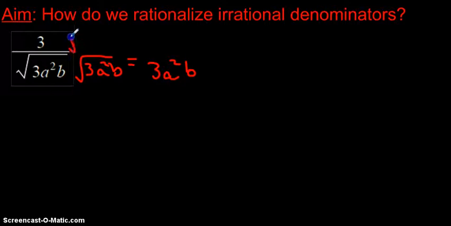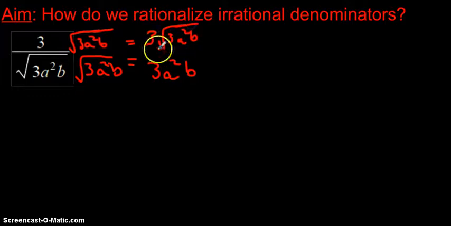Now, we're not just allowed to randomly multiply a denominator by that amount. Whatever we do to the denominator, we must do to the numerator, so that multiplies by radical 3a squared b as well. And that will become 3 radical 3a squared b. Alright, and you must do this because this is equivalent to 1, and you are allowed to multiply any fraction by 1. So this would be the same expression with a rationalized denominator. Alright, so let's take a look at 2 more examples.